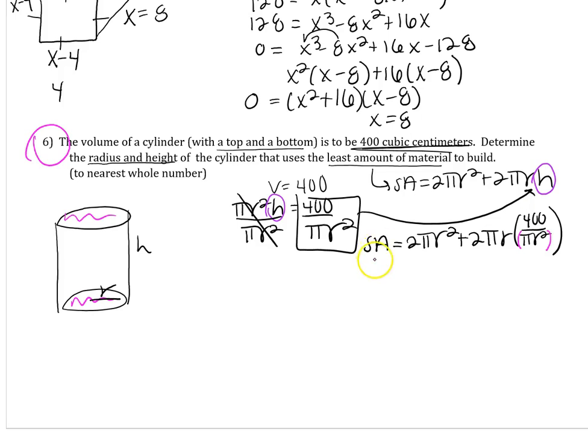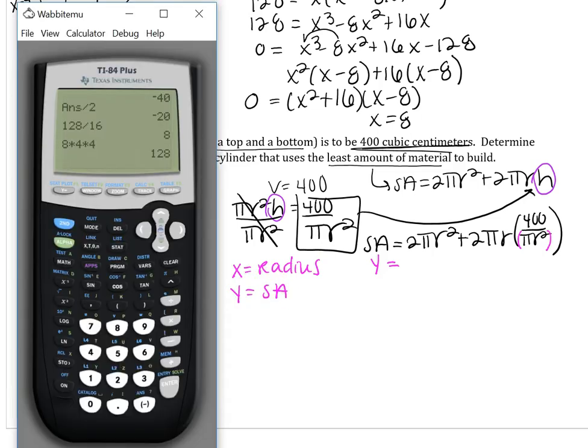So we're going to plug this into y equals, and keep in mind that I don't have an r that I'll use, so every r will just be an x in this case. So be aware. So x will equal our radius. Y is equaling our surface area. Okay, so here we go.